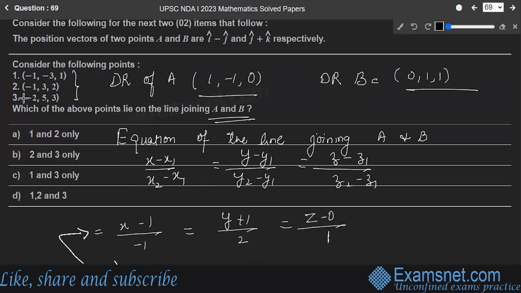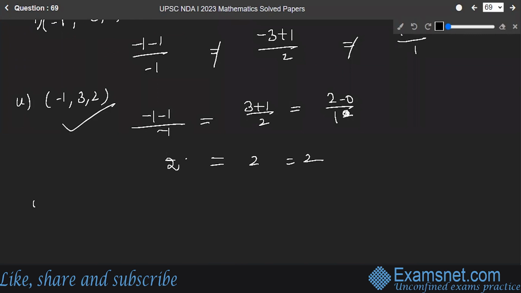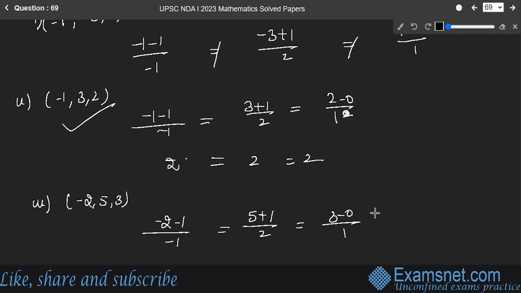So we got our answer. This is true. But still, let's check whether the third one is lying or not. It is -2, 5, and 3. Third point, -2, 5, and 3. So this equation now will be -2 minus 1 upon -1 should be equal to 5 plus 1 upon 2. This should be equal to 3 minus 0 upon 1.